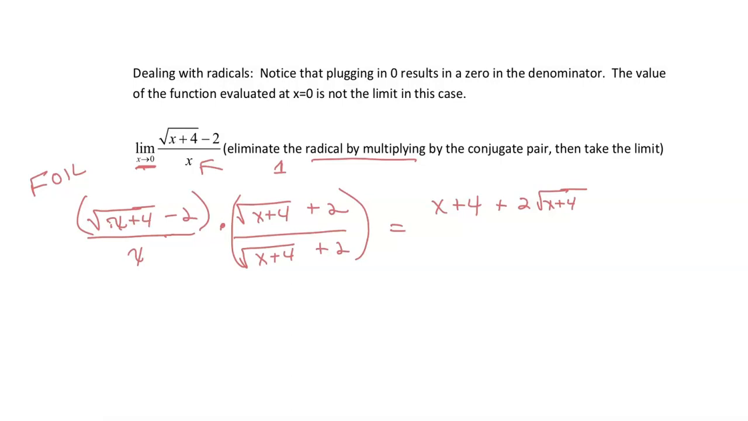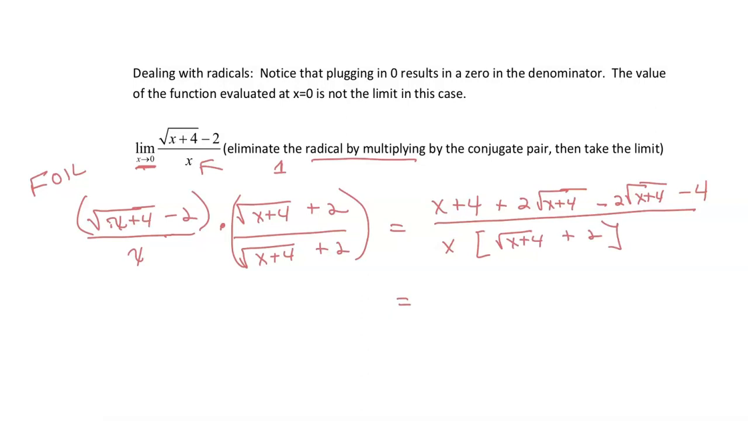Okay, then I'm going to do inner. Inner is going to give me negative 2 times radical x plus 4. And then my last is going to give me a negative 2 times a positive 2, which is a negative 4. Okay, so what do I see? Oh, then let's do the denominator too. Let's not lose our head. Okay, so I have x times that. So this is radical x plus 4 plus 2. Okay, so let's keep going this way.